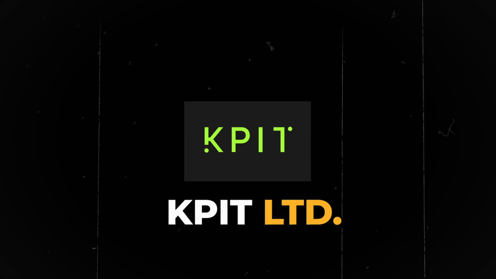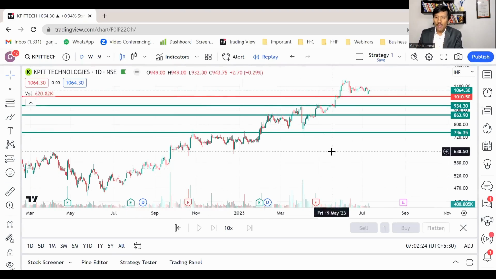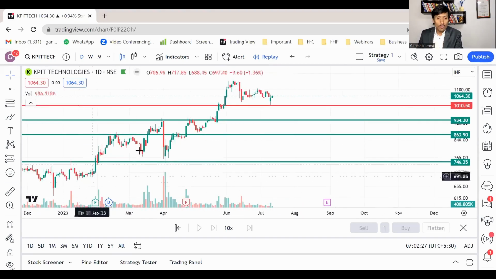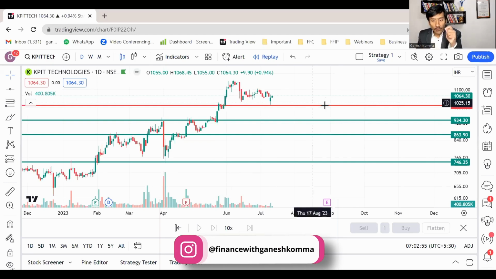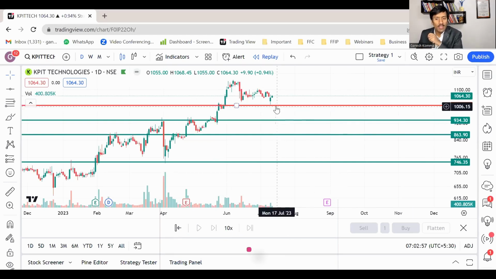Similarly, KPIT Technologies, as you see, the stock has been in a very good upward trend. On 29th May, the stock was able to cross its resistance, and during this period it is consolidating. On 29th May, this red line is the resistance for it, and as on date, 1010 is the support for the stock. If the stock is falling below 1010, it looks more weak.